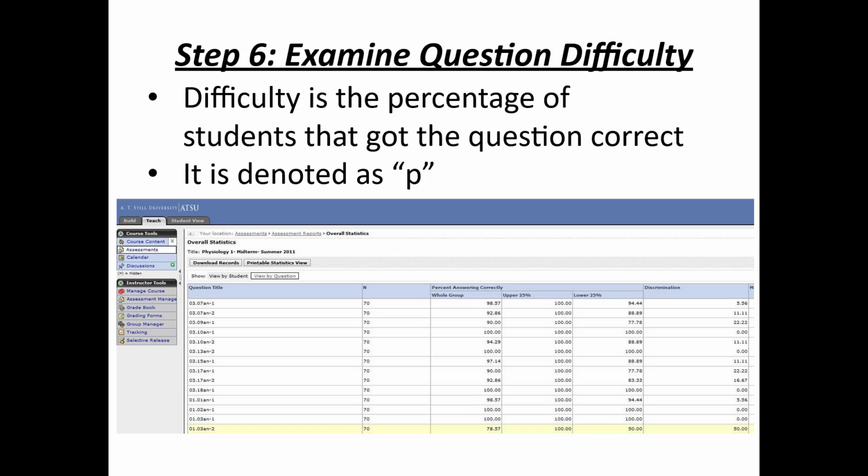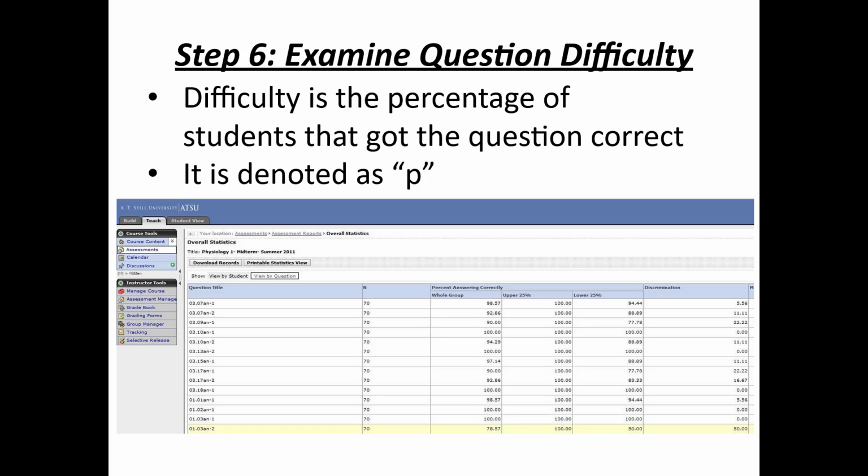Now, I want to really look at the question difficulties and the question analysis. That's what the purpose of this recording is primarily. So what I do is I go through, and here you've got, once again, the question title, the number of people that took it, the percentage that answered it correctly, the whole group, the upper quartile, the lower quartile, and the discrimination.